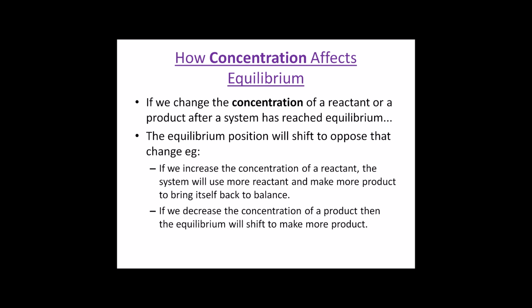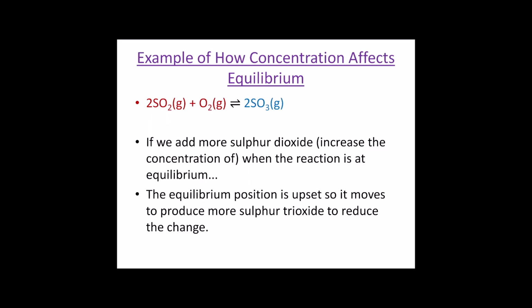So if we increase the concentration of a reactant, so if we add more reactant in, for example, it will use more of it and we'll make more product and bring itself back towards a balance, although the concentrations won't stay the same. If we decrease the concentration of the product, so if we take some of the product away, again the equilibrium will shift and we'll end up making more product. And we've got some examples to show that.